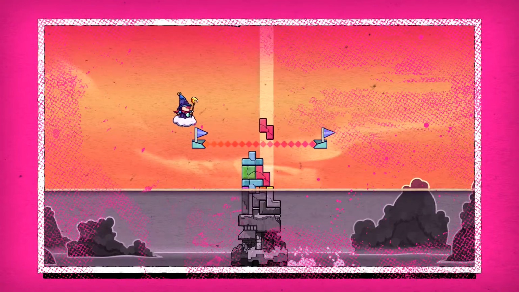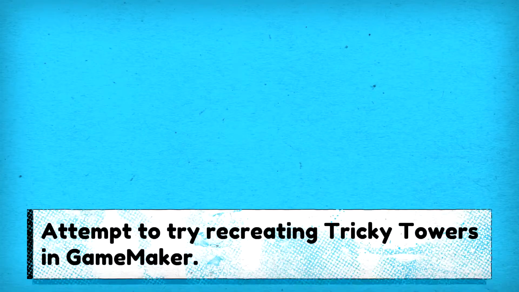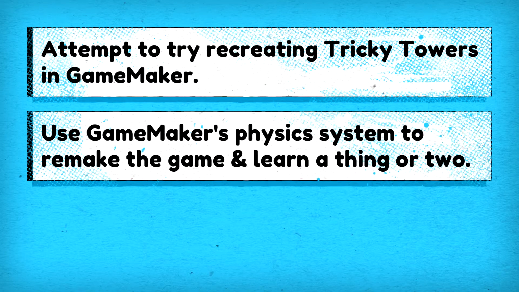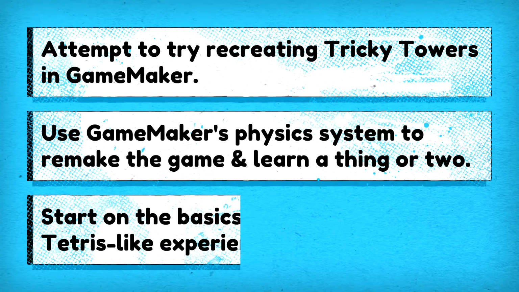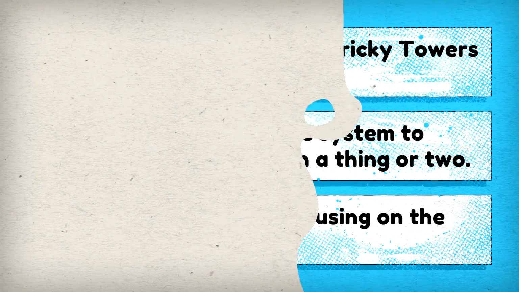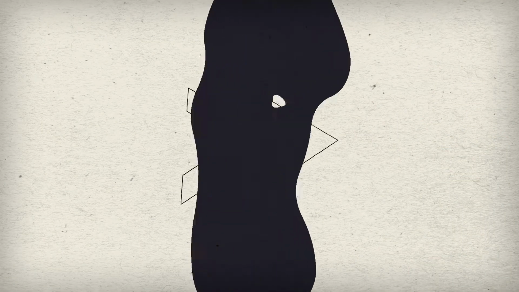Which brings us to the plan for this project. We're going to simply try recreating Tricky Towers in GameMaker. We'll use GameMaker's physics system to get the job done, and hopefully learn a thing or two about said system in the process. And today we'll simply focus on the basic foundation of the Tetris-like experience. Sounds like a plan, so let's get to the coding.